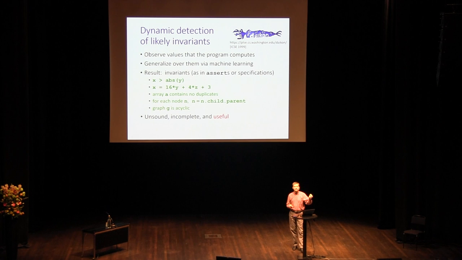It runs a program, observes the values that the program computes, and then generalizes over those values. It does machine learning over those values, and it outputs a set of properties, the sort of things you might see in an assert statement or a specification, like x is greater than the absolute value of y, or a relationship among variables, or that the data structures in your program have a certain shape, like parents and children have certain relationships. Now, because this is a machine learning technique, it's unsound and it's incomplete. But like many good machine learning techniques, it's actually useful. And it's even useful for formalization. For instance, it can direct a formal proof system.